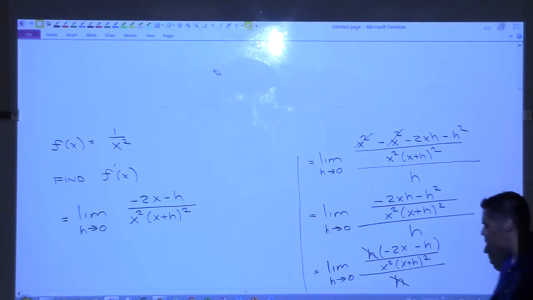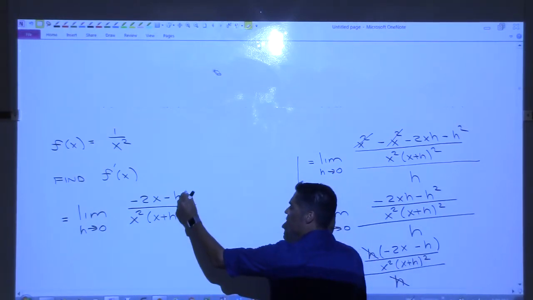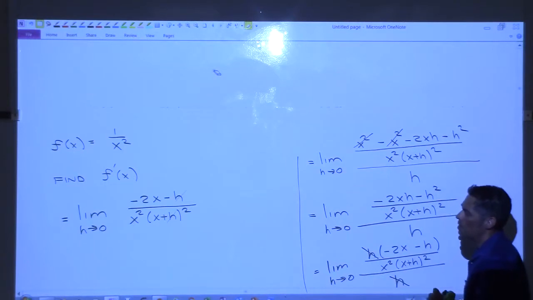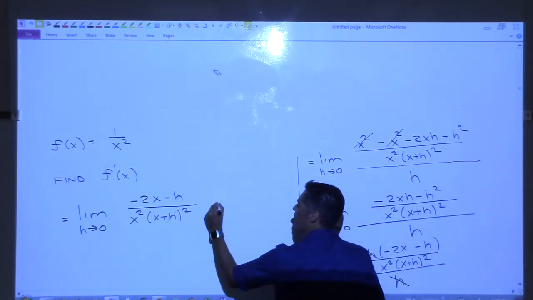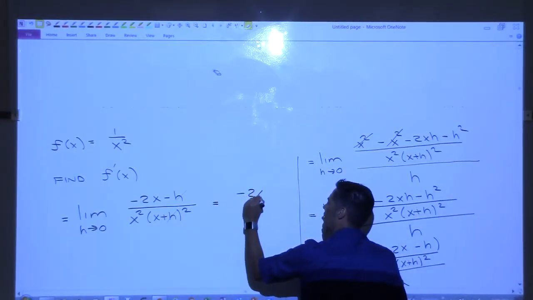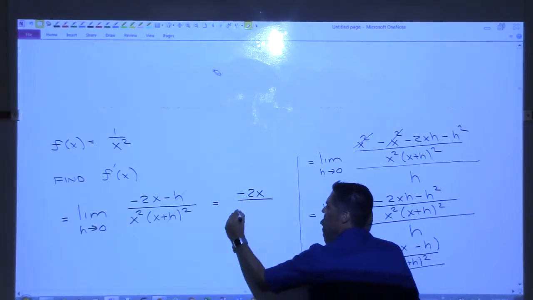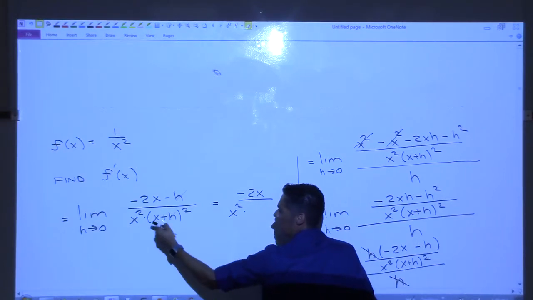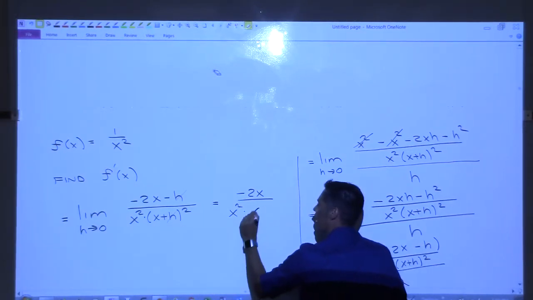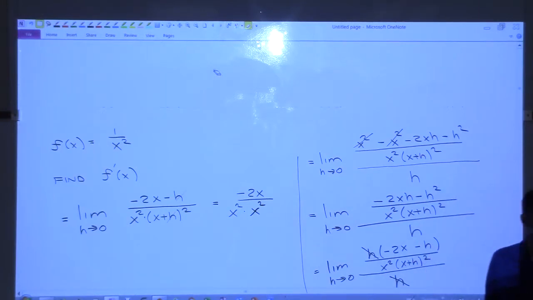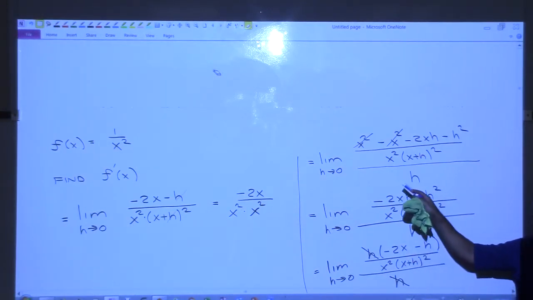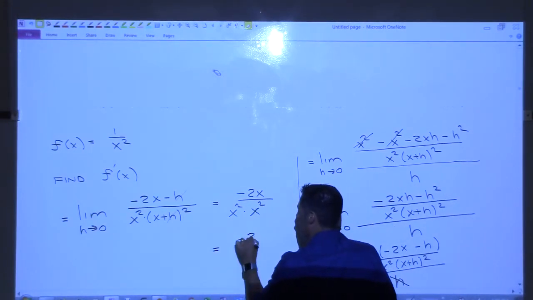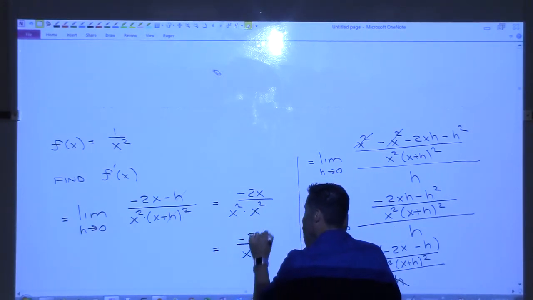So let's see what happens when h goes to 0. When h goes to 0, that goes away, right? And that goes away, you just have x plus 0. So on the top we have what? On the top, negative 2x. On the bottom we have x squared, right, here, times then whatever this is, but that's x squared again, right? So x squared times x squared, that's x to the 4th. But we actually have an x up top also, right? So we can cancel one of the x's, and we should get negative 2 over x cubed.